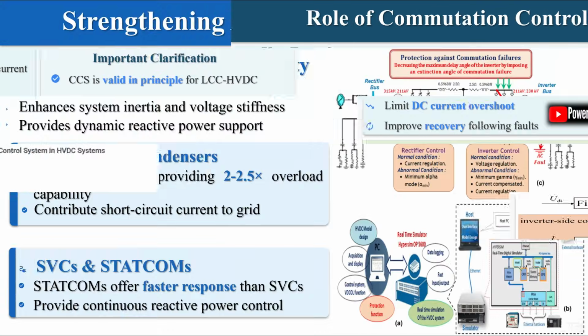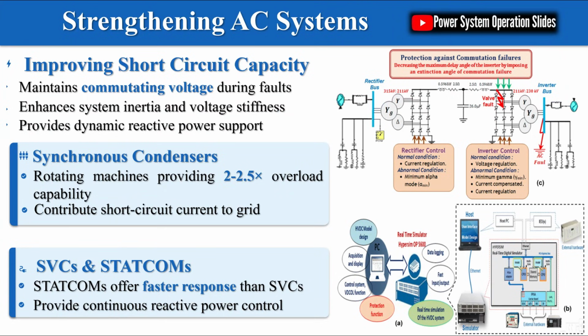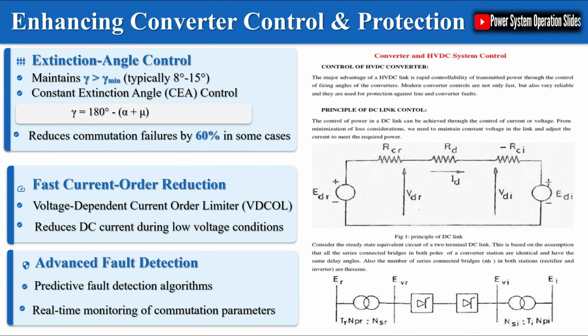This phenomenon occurs when current fails to transfer from one thyristor valve to another during the commutation process, typically triggered by AC system faults that cause voltage disturbances. The consequences include sudden increases in DC current, equipment stress, and temporary interruption of transmitted power, which can propagate instability to connected AC systems. Mitigating commutation failure requires a comprehensive approach combining system strengthening, advanced control strategies, operational optimization, coordinated protection, and robust design practices.